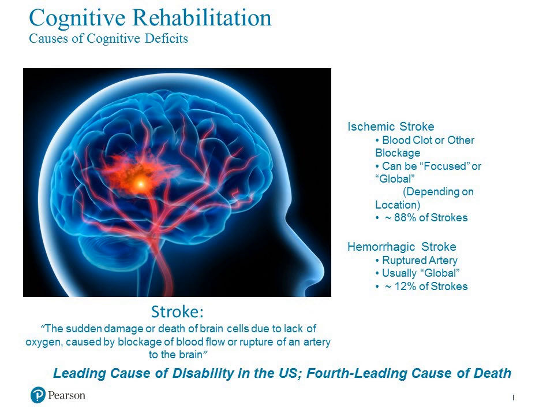There are two types of strokes. Like I just described, one is when the blood flow is blocked, and that's called an ischemic stroke, and the damage really depends on the location of the blockage.